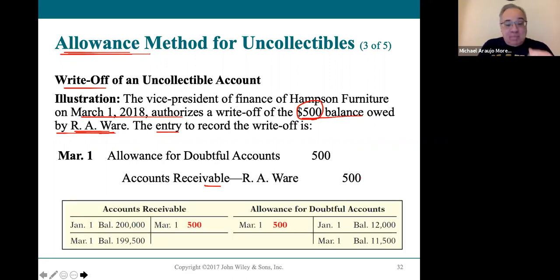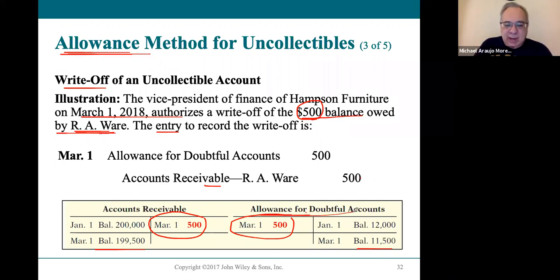So what does this mean? Well, that when it's posted, you'll see the $500 coming out of the allowance account and that $500 is being applied to lower the receivable account. Okay. The net effect is zero because you got $199,500 of receivables, and now you have $11,500 of allowance. The difference is still $188,000, like was on the balance sheet. Okay, so there's no difference.